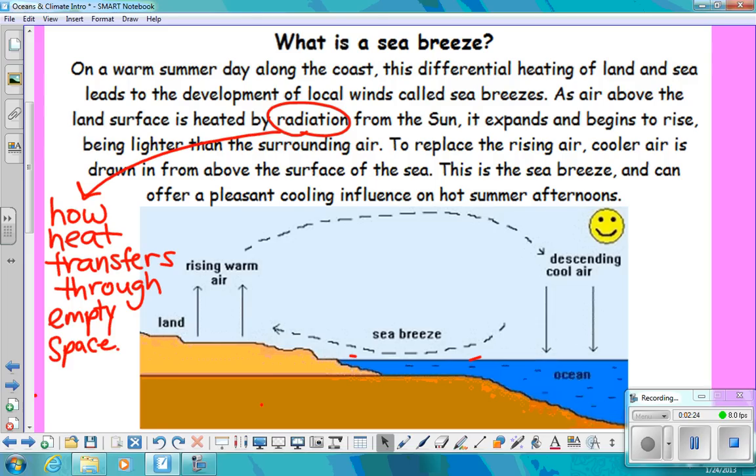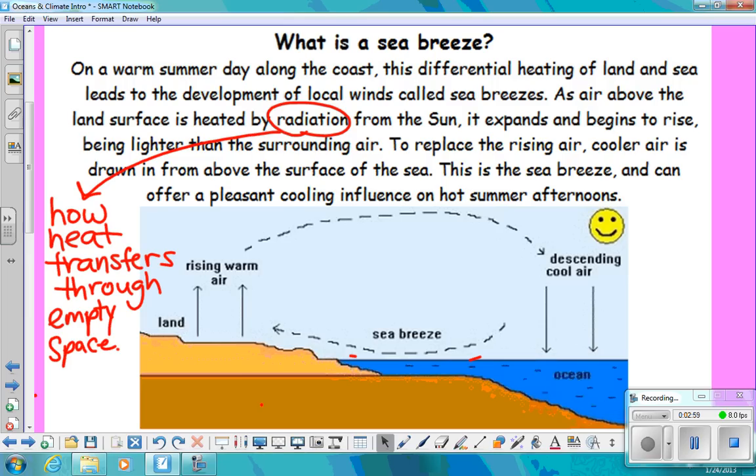On a warm summer day along the coast, this differential heating of the land and sea leads to development of local winds called sea breezes. As the air above the land is heated up by radiation from the sun, it expands and begins to rise, being lighter than the surrounding air. To replace the rising air, cooler air is drawn in from above the surface of the sea. This is sea breeze and can offer a pleasant cooling influence on hot summer afternoons.